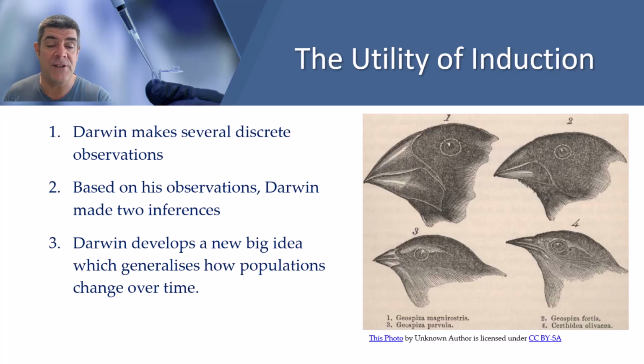After many such inferences, Darwin developed a new big idea which generalizes how populations change over time. Darwin didn't come up with the idea of evolution. It preceded him by hundreds of years. But what he did come up with was the theory of evolution by natural selection. Natural selection was his idea. You could argue it was also the idea of Alfred Wallace, who was working on similar sorts of things at a similar time frame and actually wrote to Darwin sharing some of his ideas. And it's probable that Wallace's ideas prompted Darwin to push forward and publish his own.